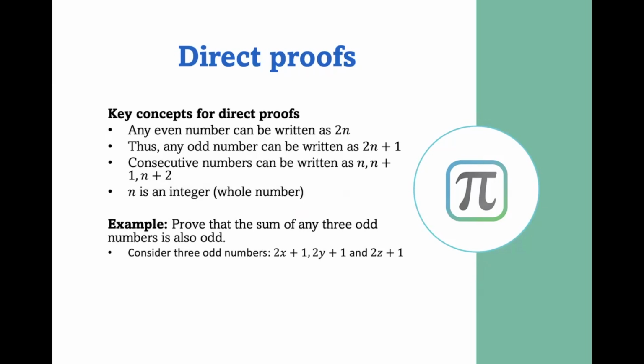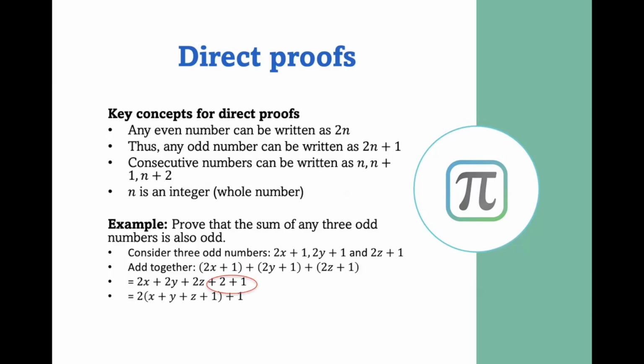And we use the notation x, y, and z just to show that we are talking about three different odd numbers. We can then write an expression adding them together, which we can then rearrange to give 2x plus 2y plus 2z plus 2 plus 1. And the key thing to note here is writing the constant at the end of the equation in the format plus 2 plus 1, because this allows us to then rearrange in the format 2 brackets x plus y plus z plus 1, plus 1.